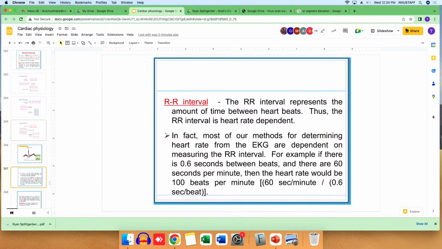So the RR interval represents the amount of time between the heartbeats. Thus, the RR interval is heart rate dependent, right? In fact, most of our methods to determine heart rate on the ECG are dependent on measuring the RR interval. For example, if there are 0.6 seconds between the beats and there are 60 seconds per minute, then the heart rate would be 100 beats. Why? 60 seconds per minute divided by 0.6 seconds between beats.